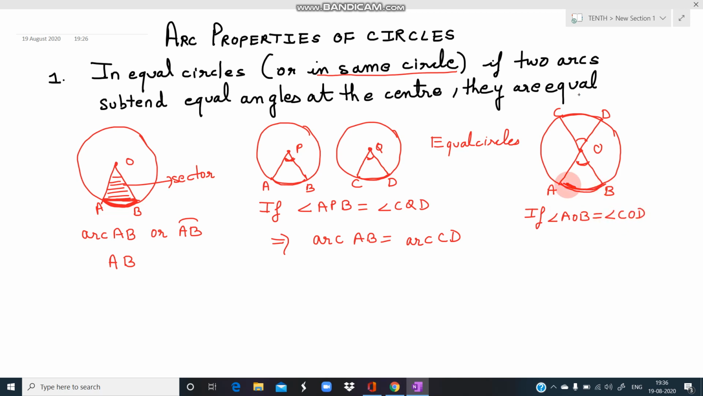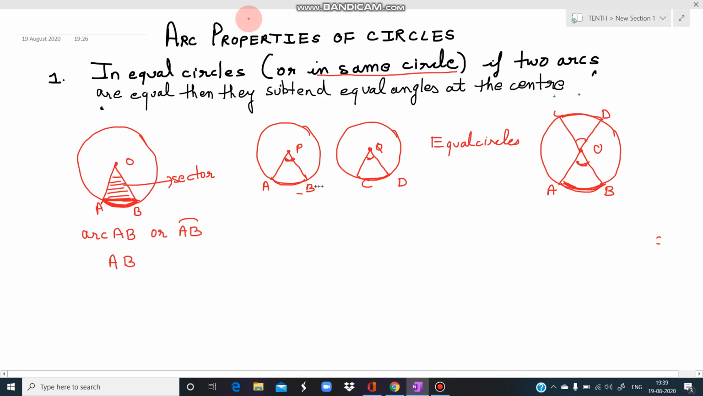आर्क AB ने सेंटर पे कितना एंगल बनाया है? एंगल AOB. आर्क CD ने सेंटर पे कितना एंगल बनाया है? COD. अगर ये दो एंगल्स इक्वल हैं then this implies that arc AB is equal to arc CD. So this is the result. So ये जो प्रॉपर्टी है, आर्क प्रॉपर्टी है, ये सेम सर्कल में भी होल्ड होती है. ये दो different circles में भी, different circles means equal circles having same radius में भी होल्ड होती है. If there are two arcs and they are subtending equal angles at the center, it means that the arcs are equal.